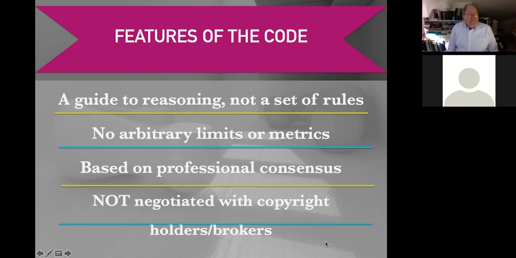Those arbitrary limits and metrics are often set by people who are outside of a user community. They're dictated to you by publishers or industry representatives. The fair use best practices come from within the community. They're based on a professional consensus that's grounded in the values and the norms, and frankly, the needs of the community. So the codes of best practices aren't negotiated with copyright holders. They're not a minimum standard that they're promised they won't sue us about. Instead, they are a statement of what's best. And so the codes of best practices intend to really express the values of a community rather than something that's imposed or negotiated from the outside.